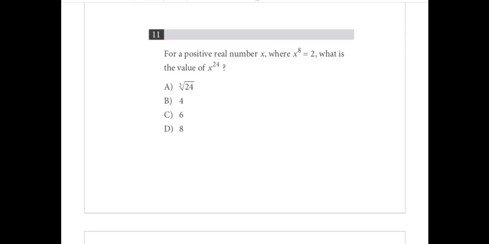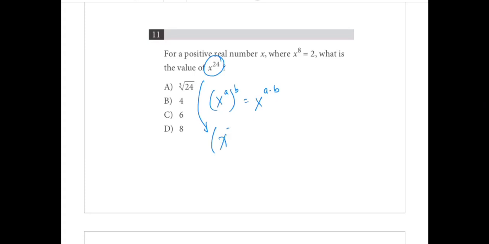Hey everyone, today we're going to look at a few problems with SAT math that involve our understanding of exponents. So this first one is going to test us on our understanding that when we have a power to another power, such as x to the a to the power of b, that's going to equal x to the power of a times b. Basically, if you have a power to a power, you multiply the two exponents.